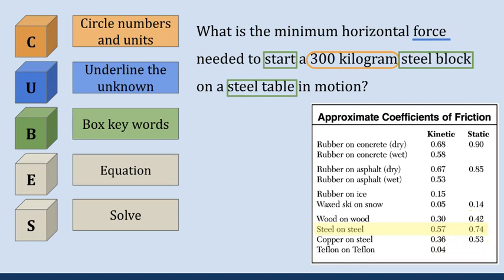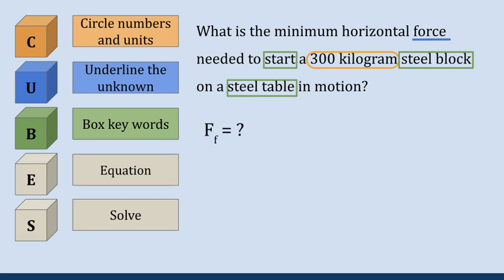I'm also going to box start, because if we're trying to start the object in motion, it hasn't actually started moving yet, meaning it's at rest, or it's static. So that helps me figure out that 0.74 is my value for the coefficient of friction. I'm ready to start listing out my variables now.